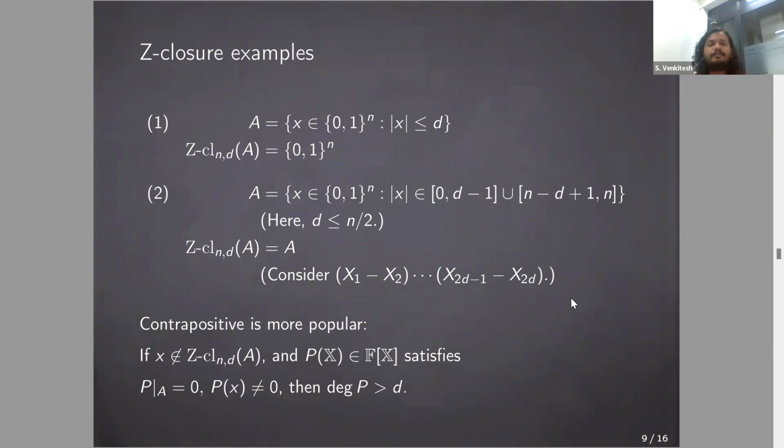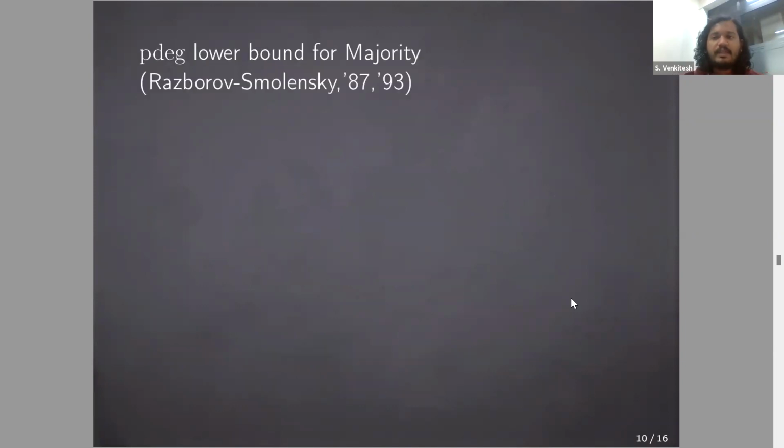All right, so whatever we have seen so far, let's see all of it in action in a very simple argument for the lower bound of majority, the p-degree lower bound for majority. This is basically an argument of Smolinski, but you will also find the same idea in the work of Razborov. So it's usually attributed to both of these people. And it's a very simple proof.